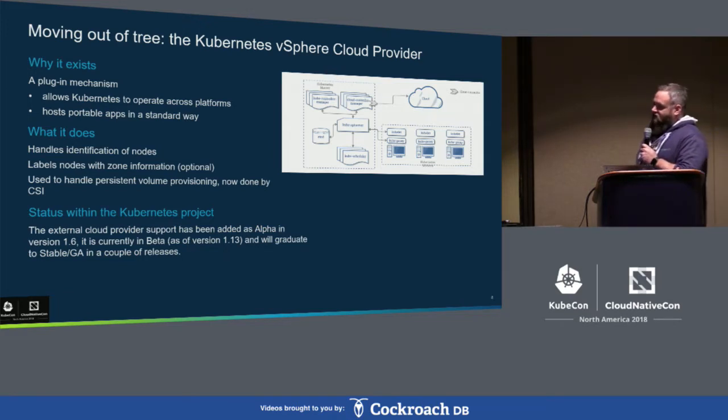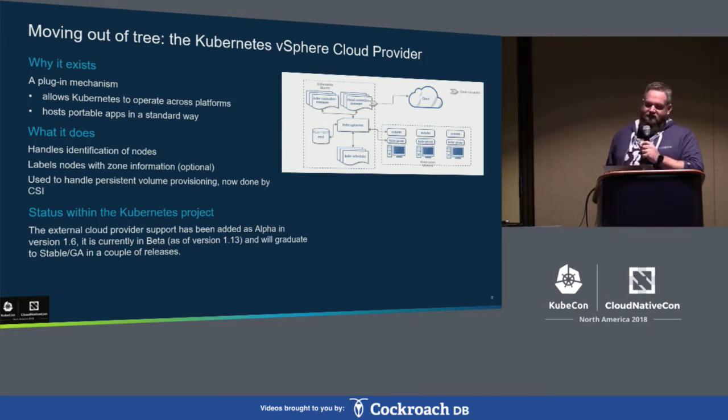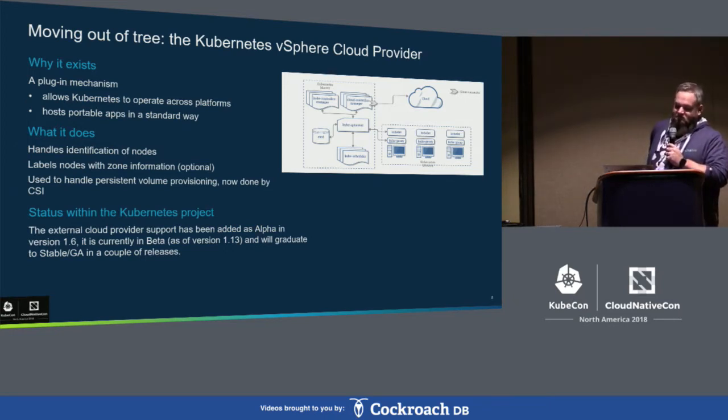The status of external cloud providers in Kubernetes is that it has been alpha since 1.6, and it's been moved to beta at some point. I don't remember exactly what version moved it to beta, and it's currently still beta as of 1.13, which was just released. This is an effort that is sponsored by a different SIG. There's a SIG Cloud Provider that is sponsoring the move to out-of-tree for that interface. The plan is to have it move to stable or GA, hopefully in a couple of releases, so early 2019.